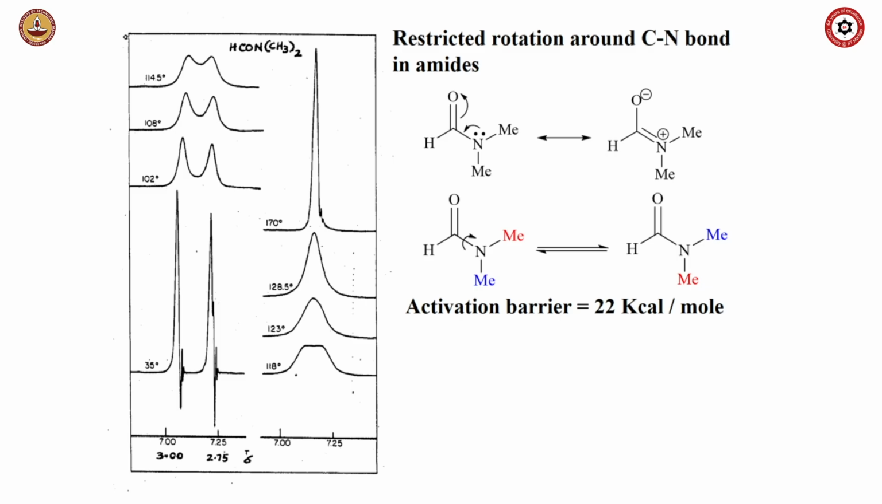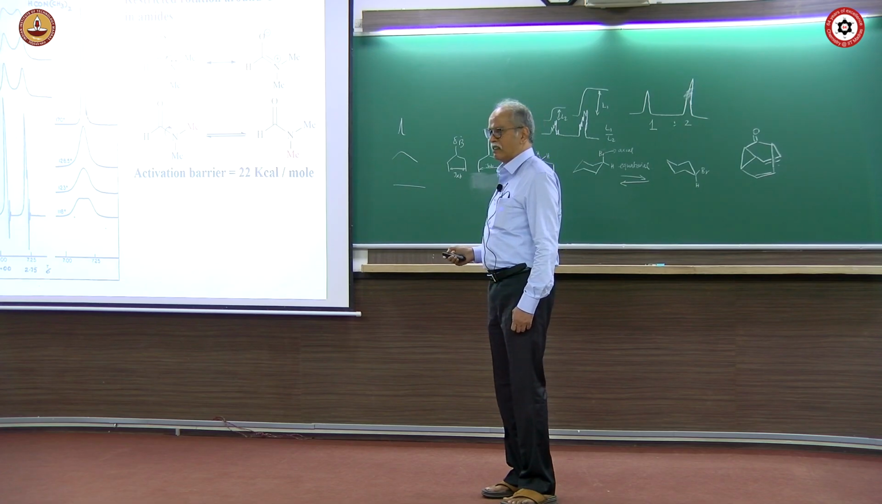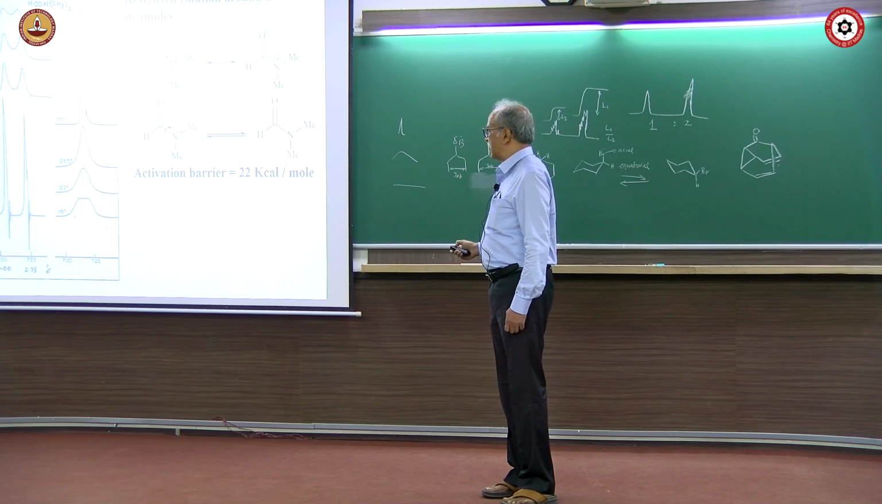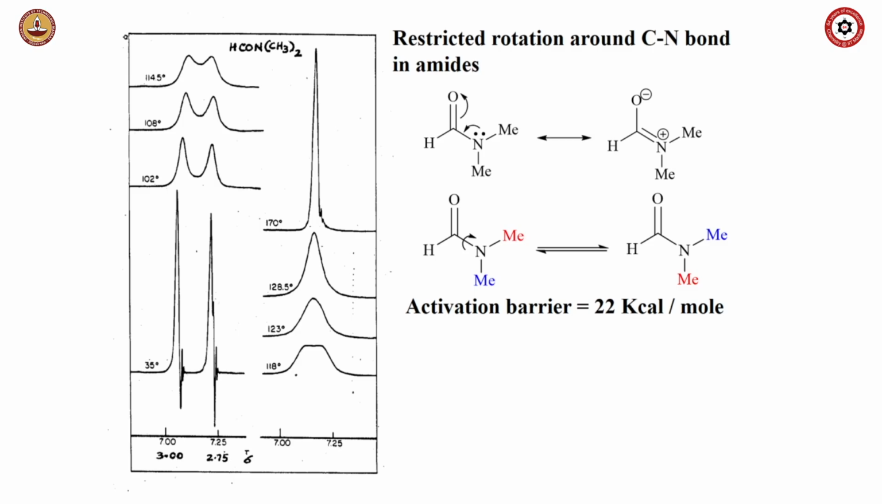These come as two singlets, and as you increase the temperature, it becomes a singlet. Both the peaks coalesce at 114 degrees, and it comes as a sharp singlet in the spectrum. The activation barrier is about 22 kilocalories per mole. What is the dynamic process here? The dynamic process is carbon-nitrogen bond rotation. Carbon-nitrogen bond rotation is restricted here.